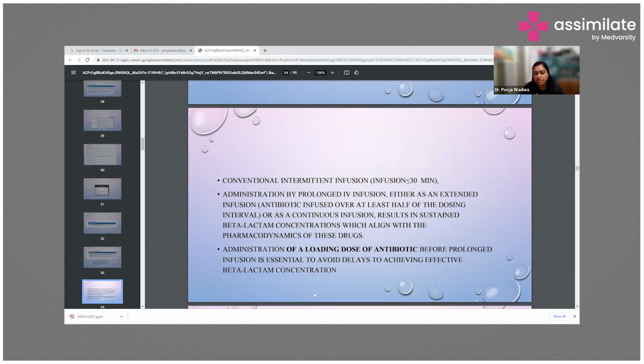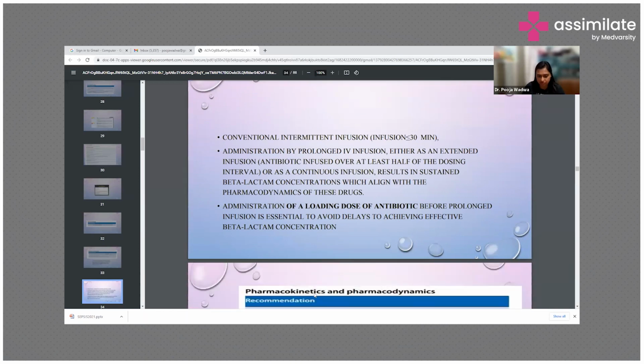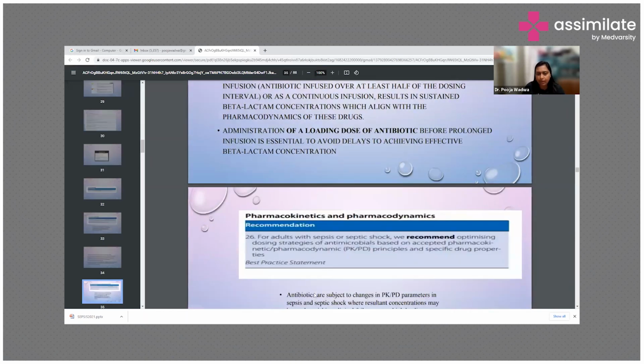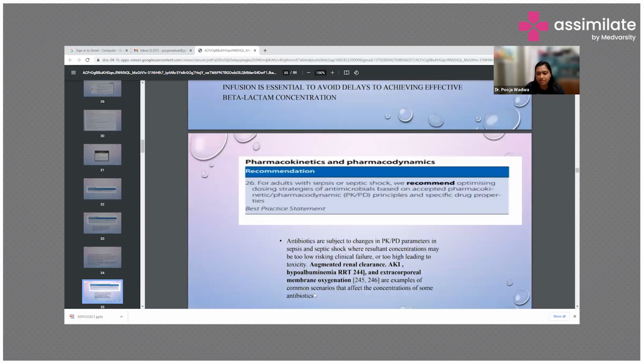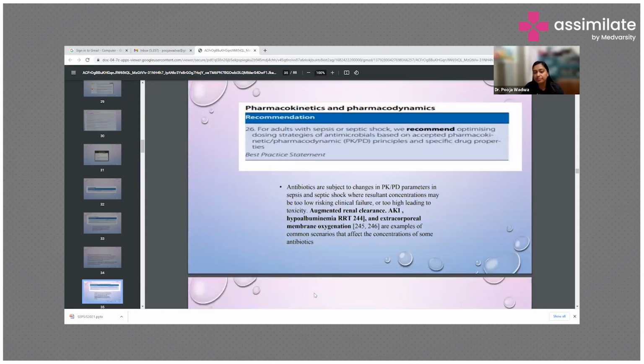So administration by prolonged infusion, either an extended infusion of at least 2-3 hours or a continuous infusion, results in sustained levels. A loading dose before the prolonged infusion avoids delays in achieving the concentration. Now, pharmacokinetics and dynamics, I'm sure you are all aware.